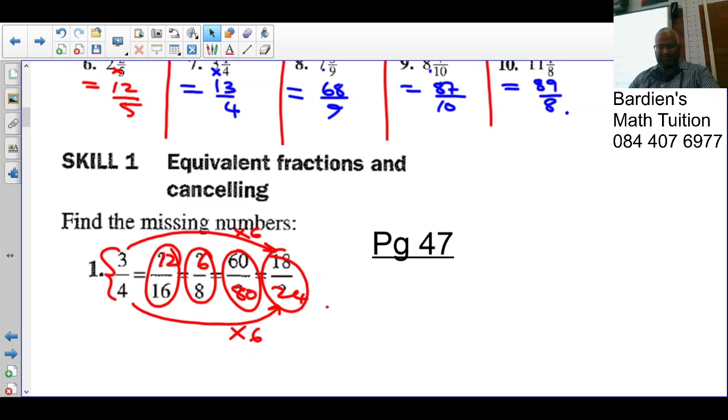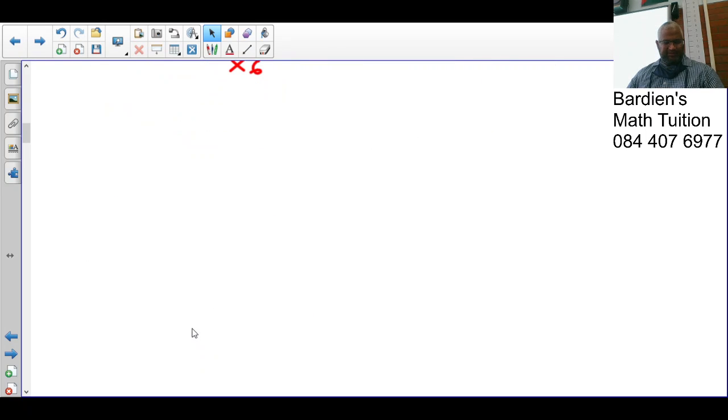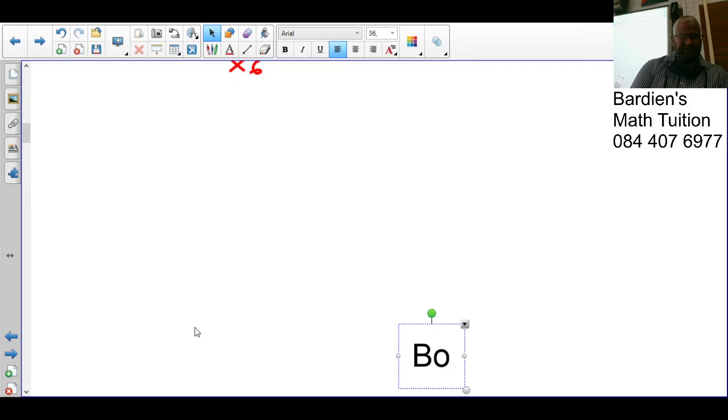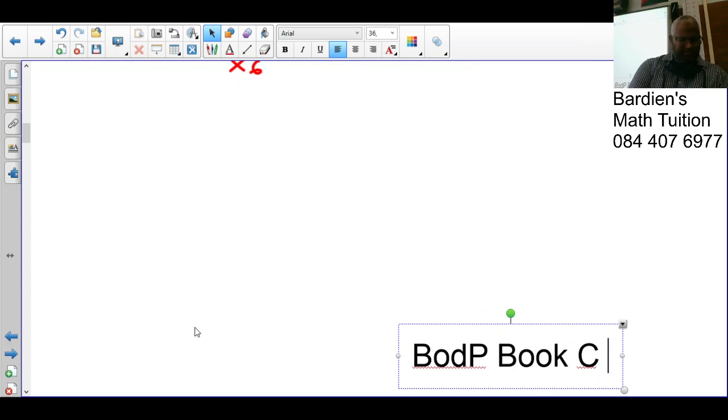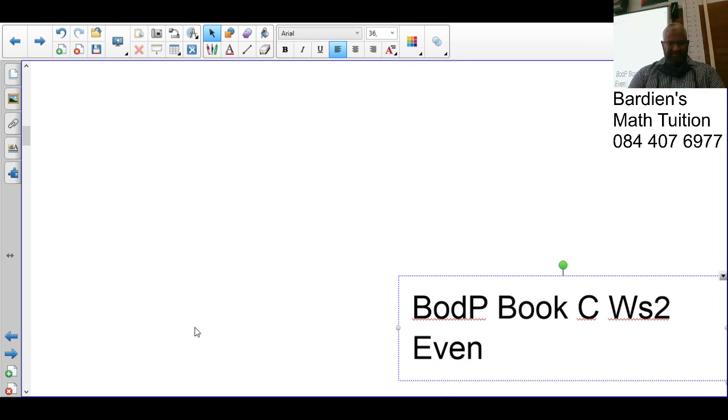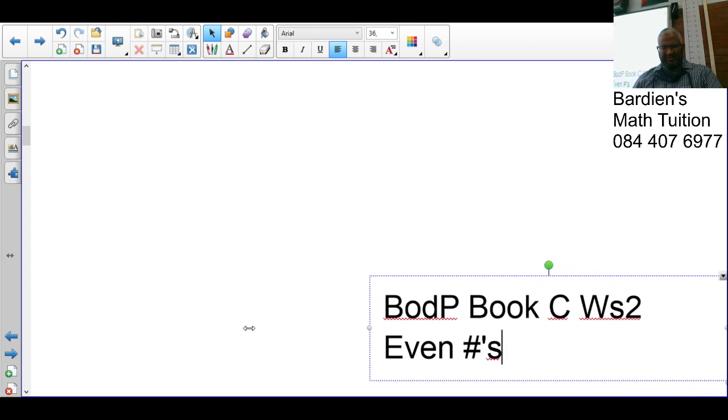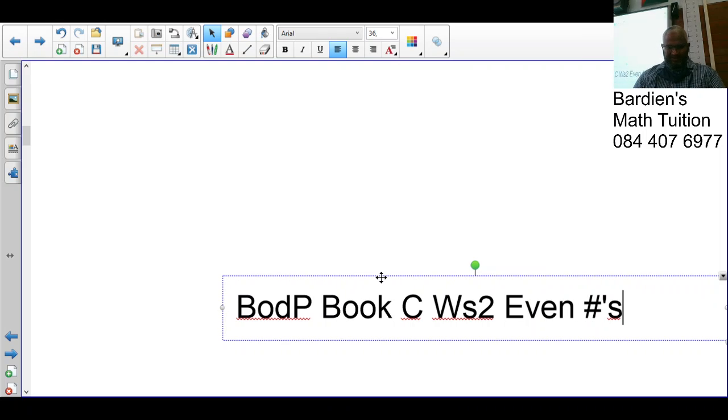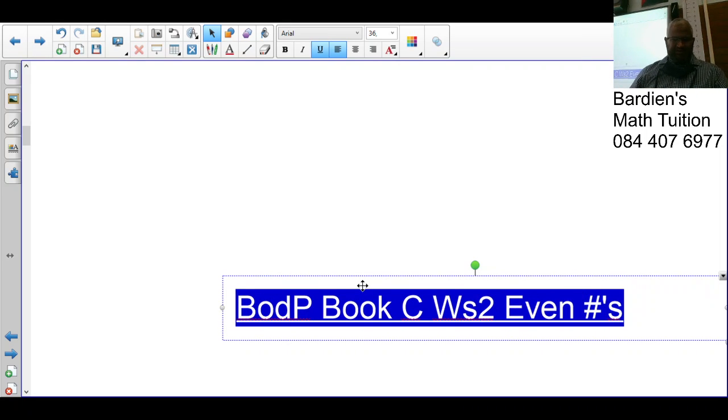Let me just copy this quickly for the other screen. Book C, worksheet 2. Even numbers. Nine.